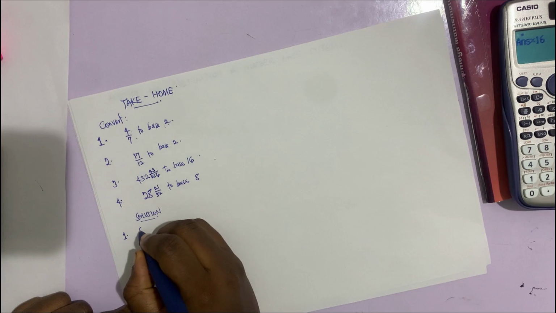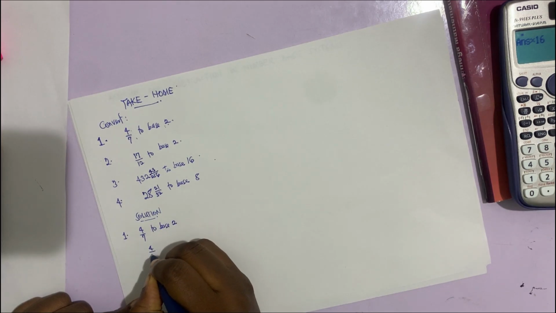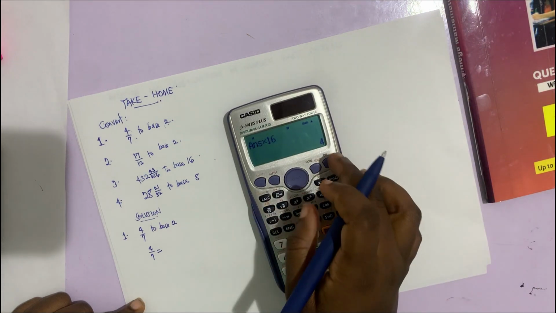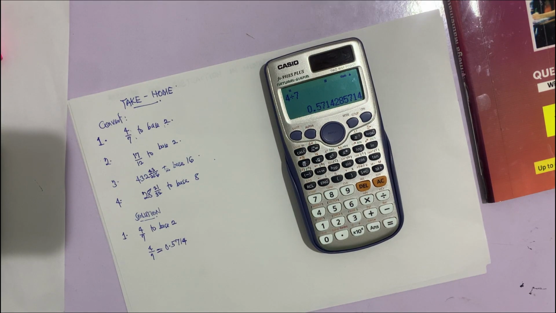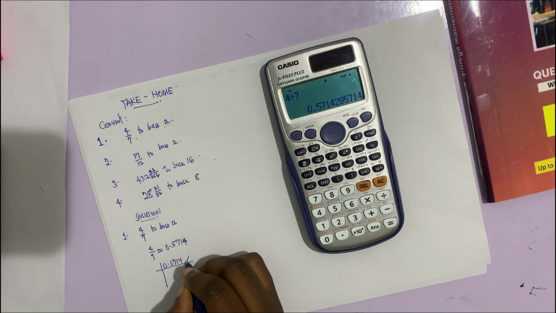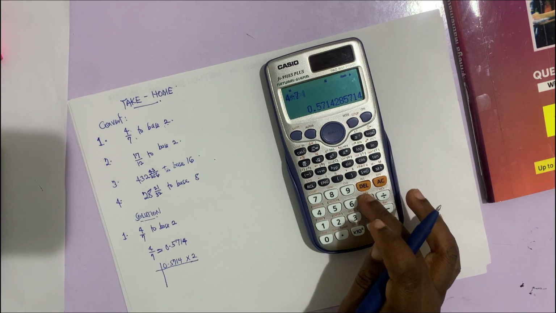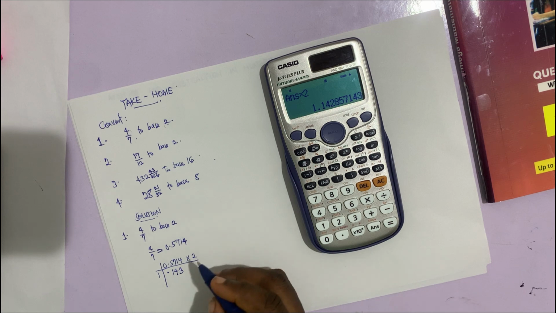So the first question is to convert 4/7 to base 2. How do we do that? 4/7, the first thing is we want to get the decimal equivalent of it. So do 4 divided by 7, 0.5714 approximately. So to convert this to base 2, we will continuously multiply by 2. So this times 2 would give us 1.143 approximately. Then multiply by 2 again.